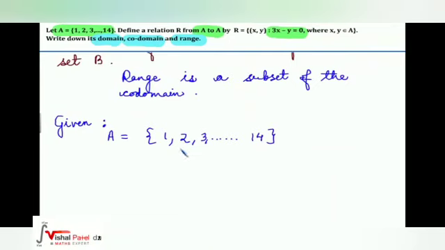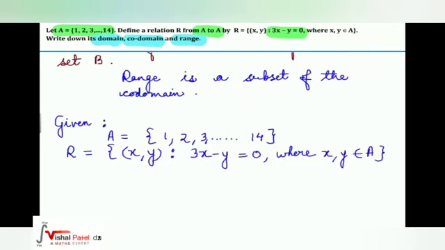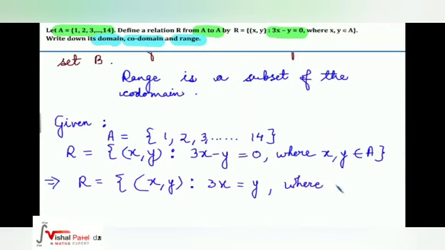So in this question, given A is equal to 1, 2, 3, 4 up to 14. R is equal to (x, y), where 3x minus y is equal to 0, where x, y belong to A. x and y both are from A. So we can also write the relation R, where 3x minus y is equal to 0. So 3x is equal to y, where x, y belong to A.